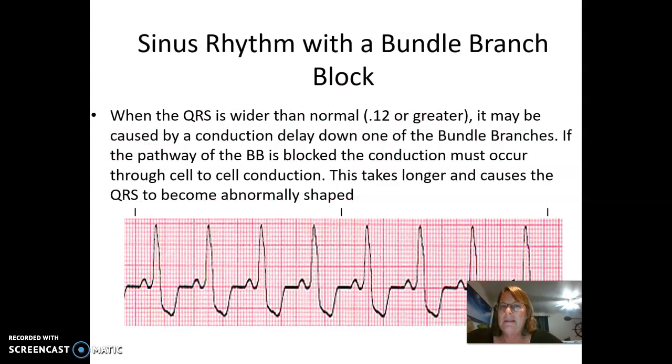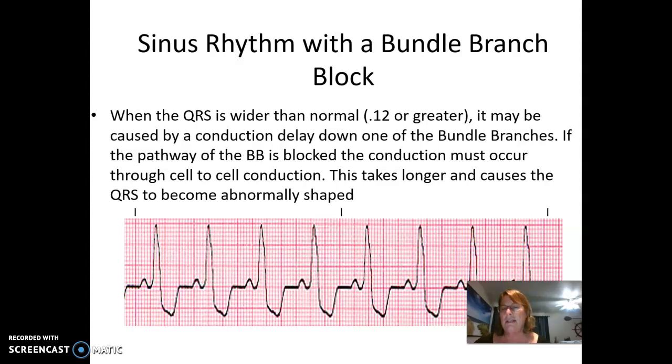So we looked at a basic sinus rhythm, but I also want to talk about sinus rhythm with a bundle branch block, a BBB. So when our QRS is wider than normal, now remember a normal QRS size is 0.06 to 0.11. When the QRS is wider than that, so it's 0.12 or greater, it can be caused by a conduction delay down one of the bundle branches. If the pathway of a bundle is blocked, the conduction has to go through cell-to-cell conduction. That's going to take longer, which is going to make it abnormally shaped.